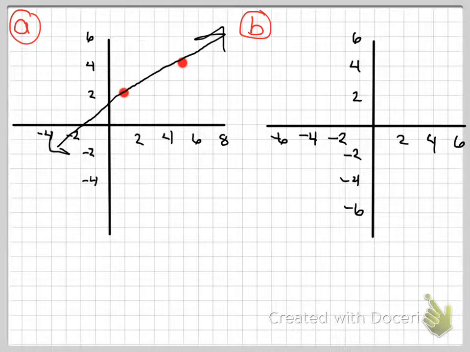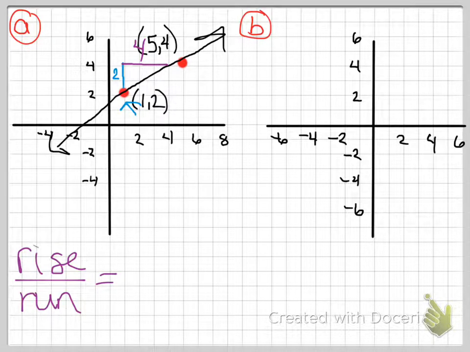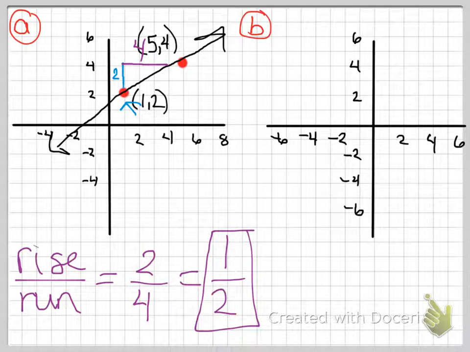Okay, and say I gave you this line on A, and I plotted the points at 1, 2, and this point is plotted at 5, 4. Now, in order to find slope, I need to divide rise over run. So the first thing I want to figure out is how much did it rise? You see that's my blue line right there on the graph. In order to get from the first point to the second point, I need to go up 2, that's my rise, and over 4. So how do I write that? 2 over 4, and that would be 1/2, and that's my slope.